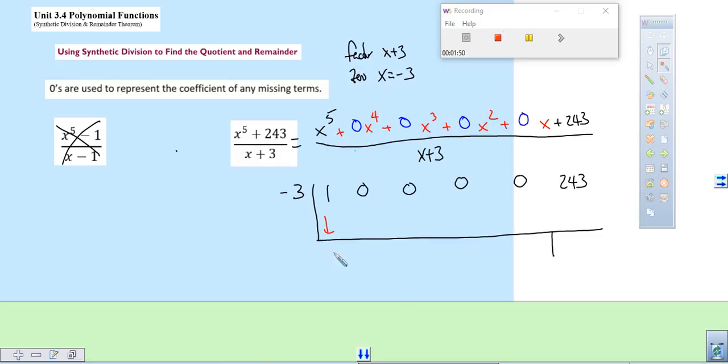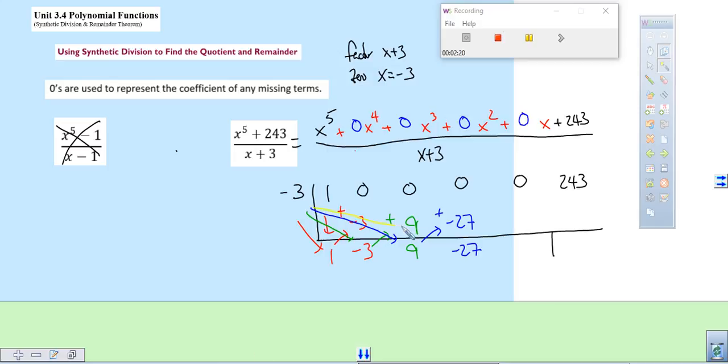We bring down our 1. -3 times 1 is -3. We place it right there. We add those together, we get -3. A -3 times a -3, so we multiply those together. We put the product right there, which is 9. We add those together, we get 9. A -3 times 9, put the product right there, that's -27. We add those together, we get -27.